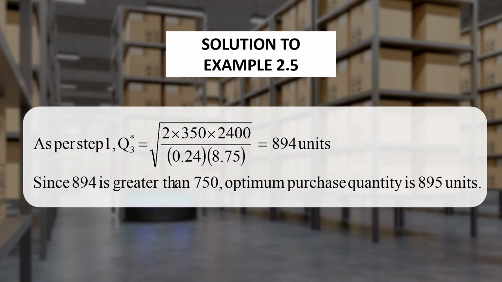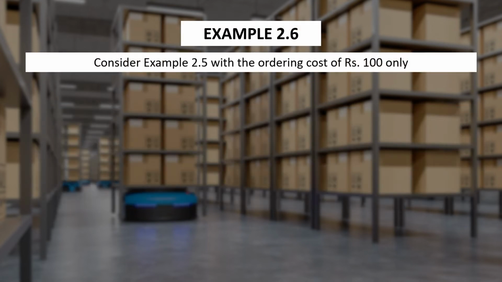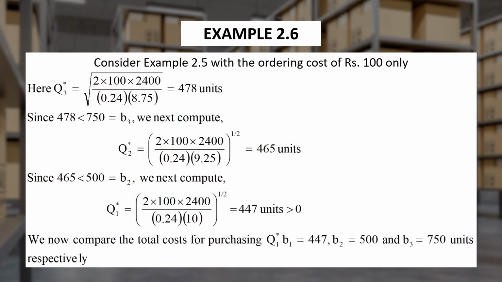Now 894 is greater than 750, so the optimum purchase quantity will be 895. In this example, if the ordering cost is only 100, the economic order quantity, or economic purchase quantity, is coming as 478. This 478 is less than 750. That means we are going to stage 3 or step 3.